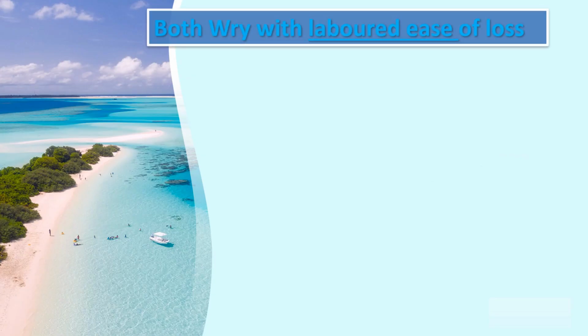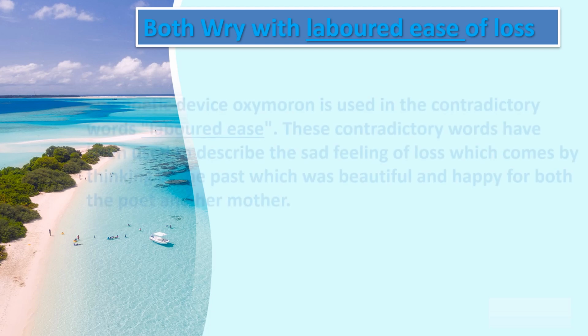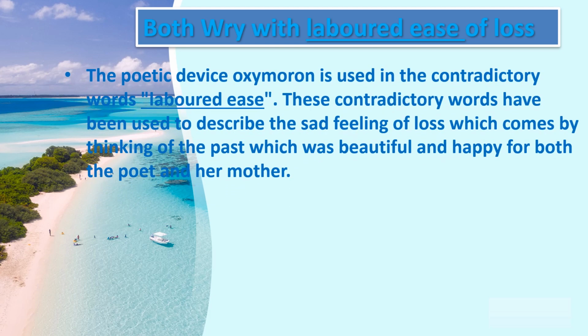Let's discuss the poetic device used in the line, "both wry with labored ease of loss." The poetic device oxymoron is used in the contradictory words "labored ease." Labored means that which takes a lot of effort, and ease suggests effortlessness. These contradictory words have been used to describe the sad feelings of loss which comes by thinking of the past, which was beautiful and happy for both the poet and her mother. The poet and her mother had to struggle to show that their loss was easy to bear.